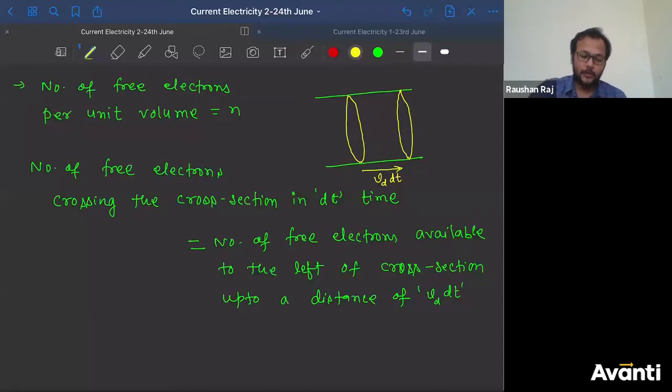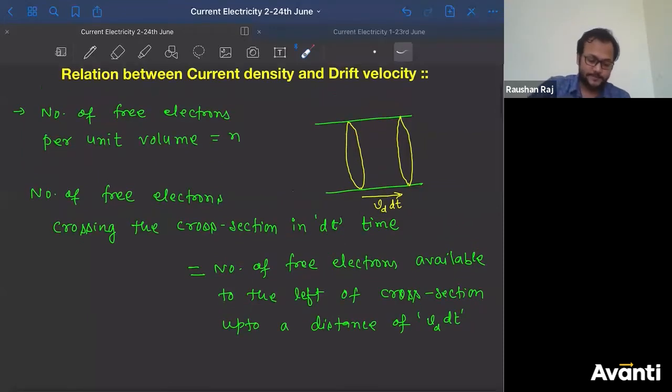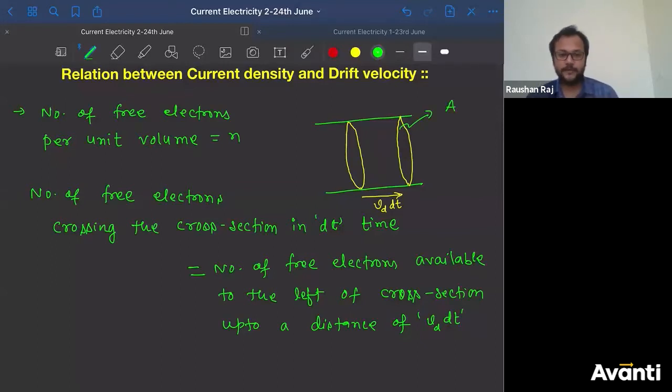Now, how will I get this? What is the number of electrons that is available in between these spaces? How will we find it? Can I say in the data it is given to us as number of free electrons per unit volume is small n. That means number of electrons per unit volume is small n. If the area of this is given to us as, let's say, A. Area is given to you as A.